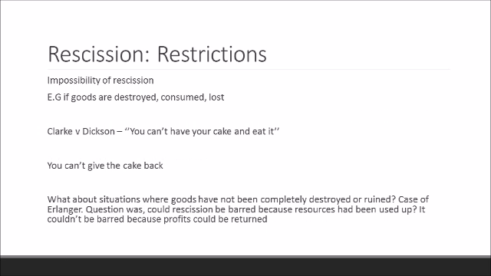The next bar to rescission would be if it was just impossible to rescind the contract. For example, if goods have been destroyed, consumed, or lost. And the case I put on the slide is Clark and Dixon, where the judge held that you can't have your cake and eat it. Essentially what this means is, if the cake's been eaten, you can't give it back. It's as simple as that.